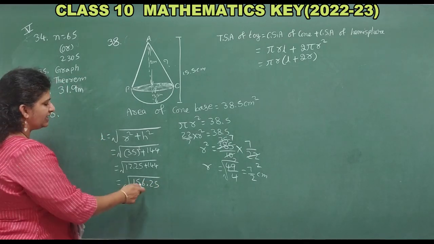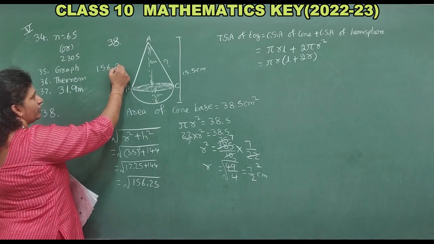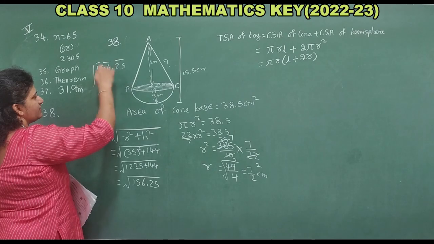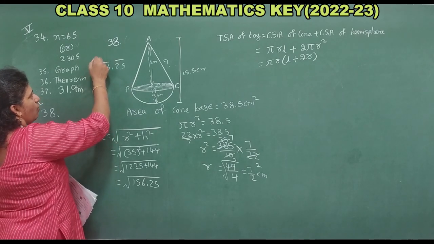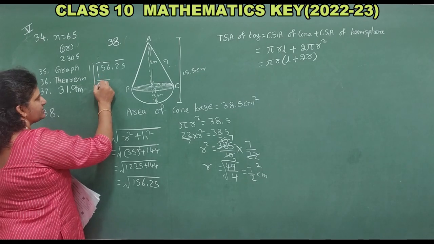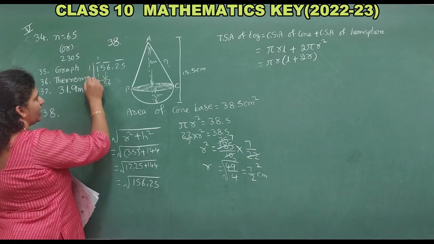156.25. Let's find the square root. 156.25 square root. Put the bar, and the decimal on this side. 1 ones are 1. So 1 minus 1 will be 0, and this is 56. Bring down 56.